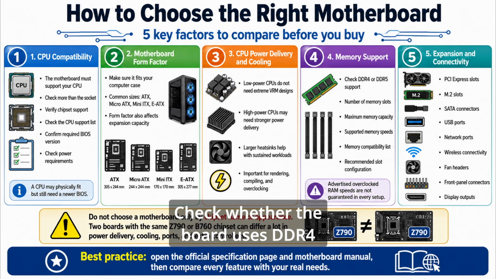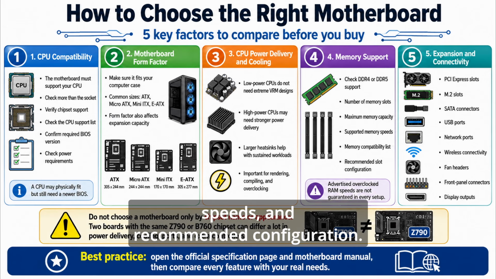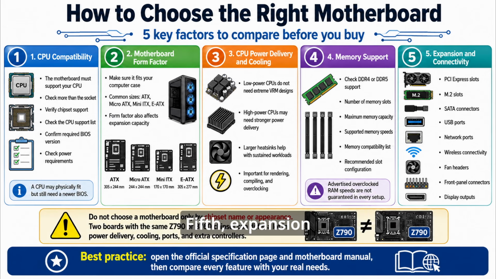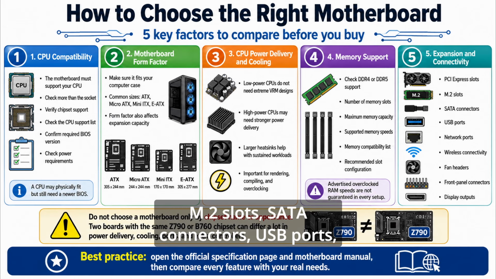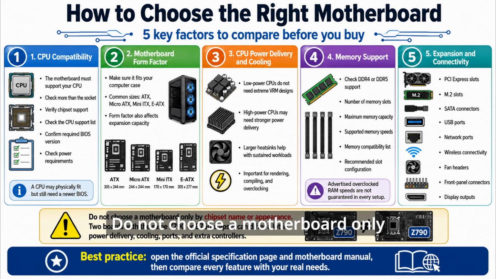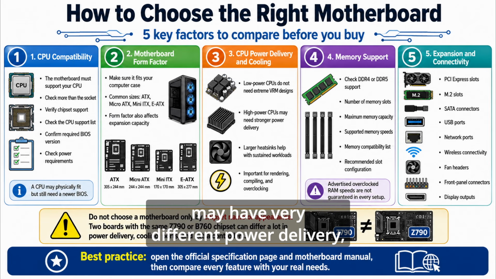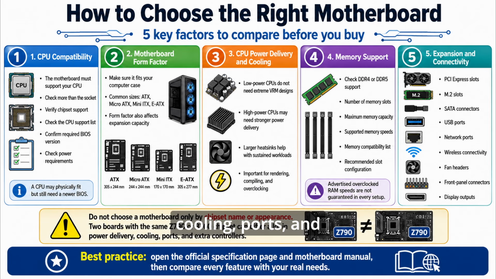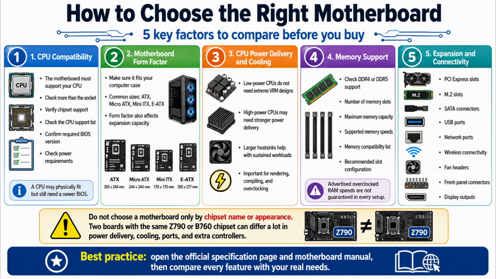Check whether the board uses DDR4 or DDR5, and verify the number of slots, maximum capacity, supported speeds, and recommended configuration. Fifth, expansion and connectivity. Check the number of PCI Express slots, M.2 slots, SATA connectors, USB ports, network ports, wireless features, fan headers, front panel connectors, and display outputs. Do not choose a motherboard only by its chipset name or appearance. 2 boards using the same chipset may have very different power delivery, cooling, ports, and expansion options. The most reliable method is to compare the official specification page and motherboard manual with your actual requirements.